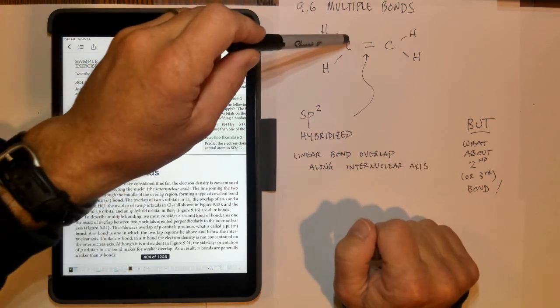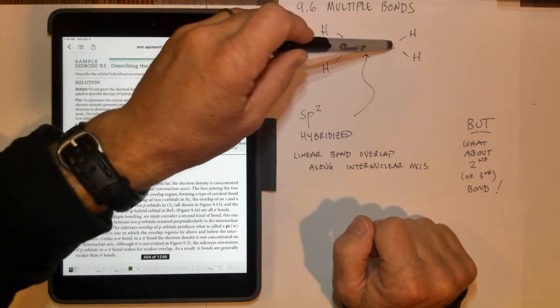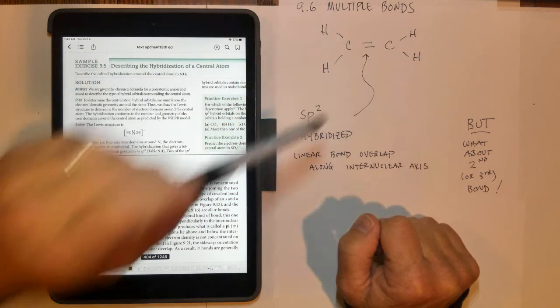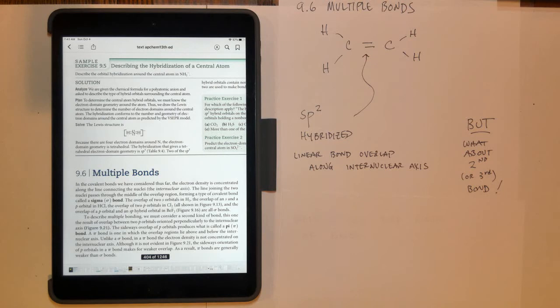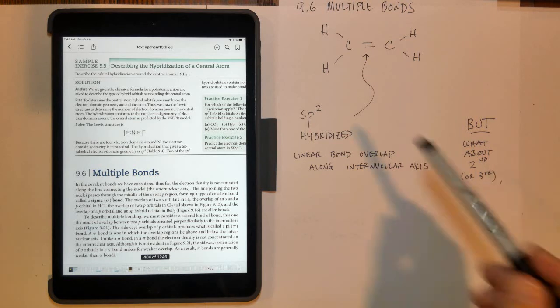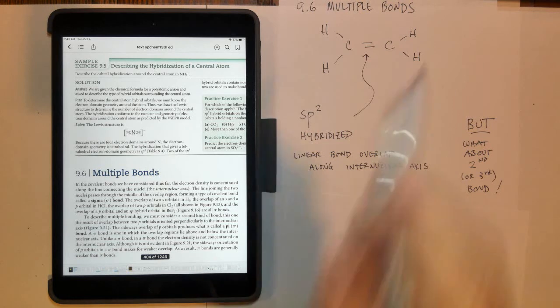And it would have this linear overlap right here between the carbon and the carbon, between the carbon and the hydrogen and carbon and hydrogen along the internuclear axis that causes those to bond together. And there'd be an amount of orbital overlap that's just right. But what about the second bond? What about this second bond right here? This is a double bond.